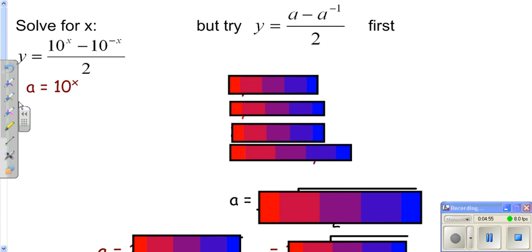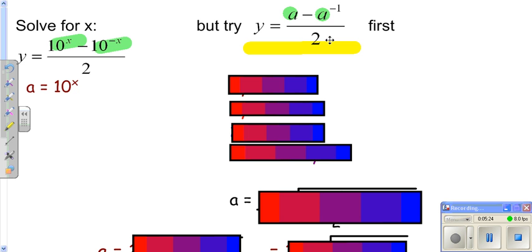So we have a very similar problem here. We have 10 to the x, 10 to the negative x. So let's go ahead and solve the simpler problem over here. You'll notice they're the same, except I'm replacing each 10 to the x with an a. So over here, we're going to be trying to solve this for a.